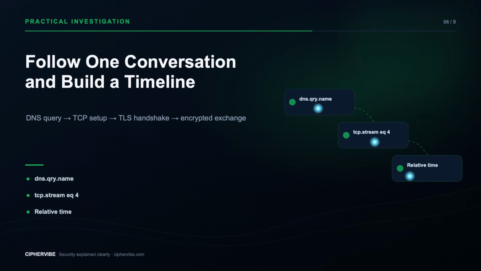Select one connection and note its TCP stream index. Apply tcp.stream eq, with the number, for our synthetic example. The exact stream number belongs only to this capture. The sequence begins with a DNS query for files-update.example. The response maps it to the reserved remote address.